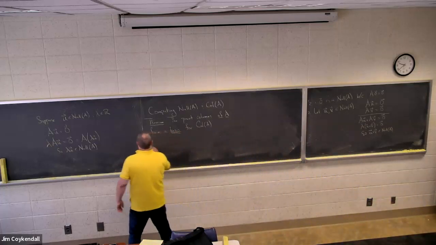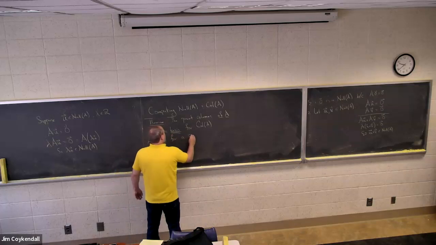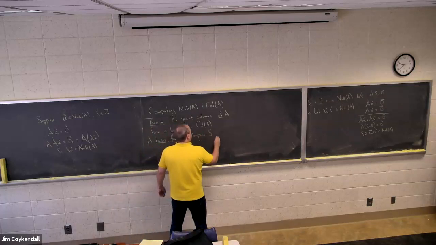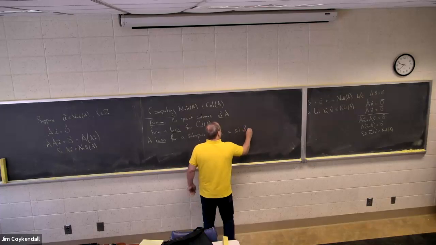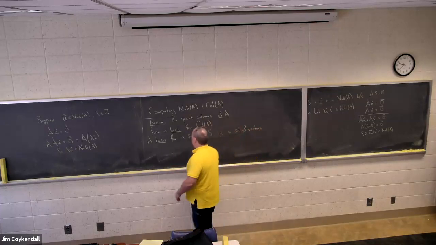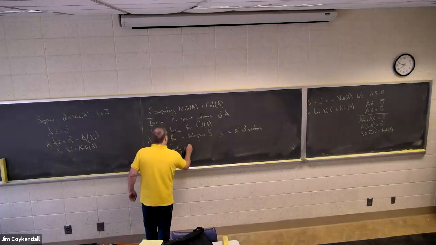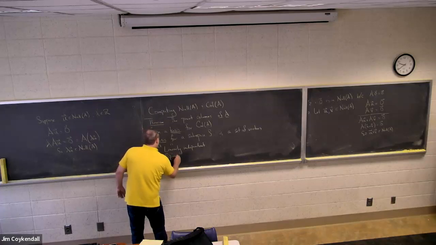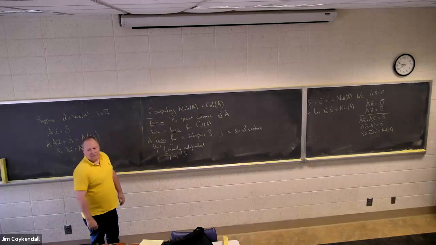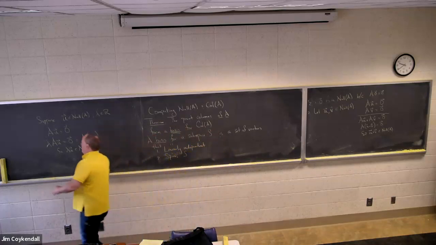A basis for a subspace S is a set of vectors that, one, is linearly independent, and two, spans S. Let me give you a quick example of this.